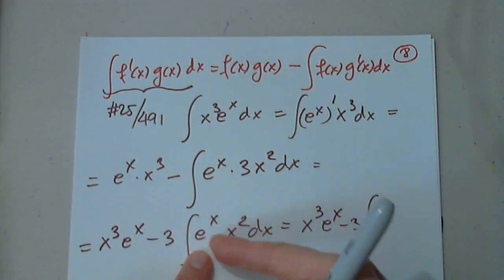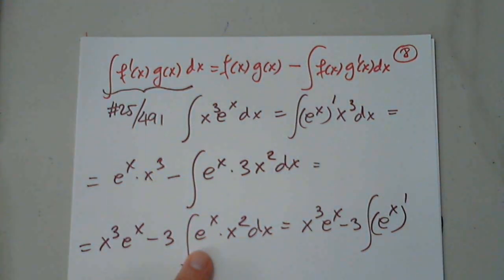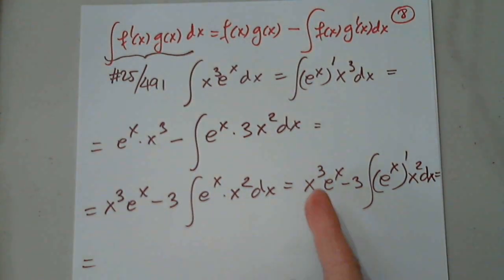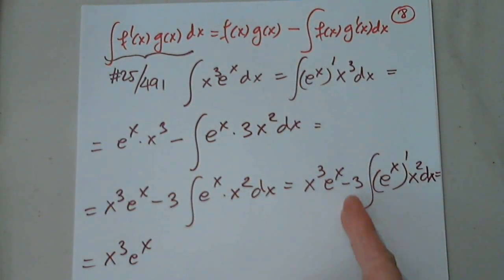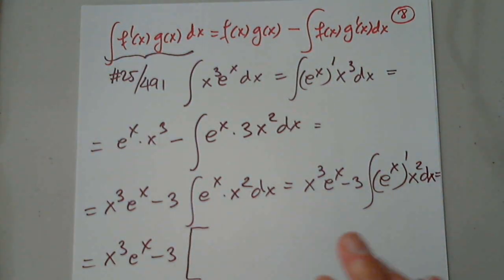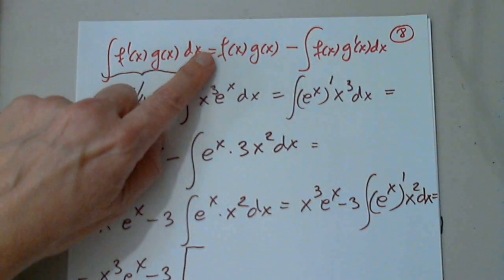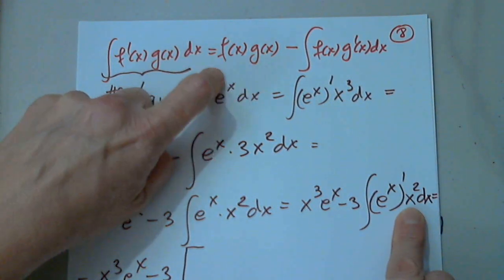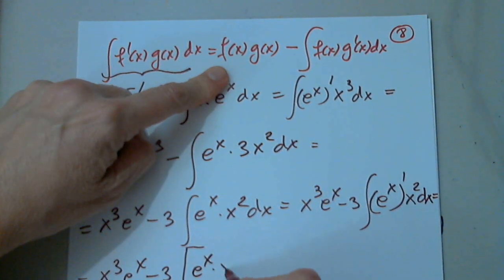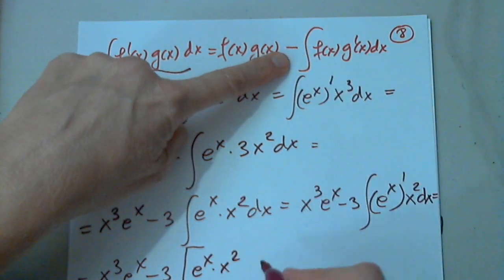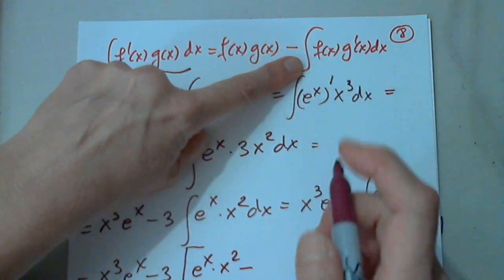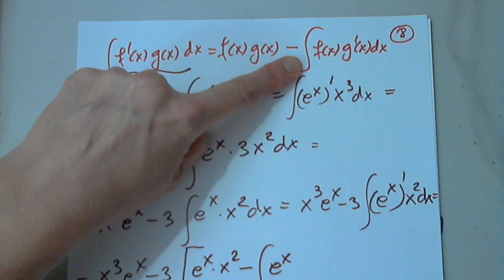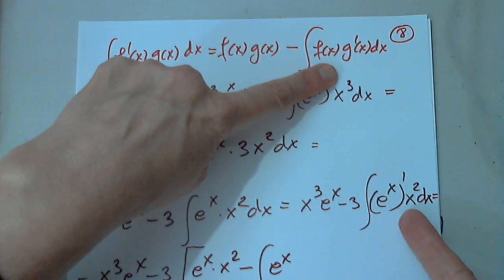I'll replace again e to the x by e to the x prime because it's the same thing, x squared dx. Now I copy x cubed e to the x. I copy negative 3, and I open a bracket just to make sure I don't forget to distribute it. So I'm here now. So I have f of x g of x, e to the x times x squared. Then the formula says minus. Now I have the integral of f, now back to e to the x, of course, which it was. But I have to differentiate x squared. No problem.